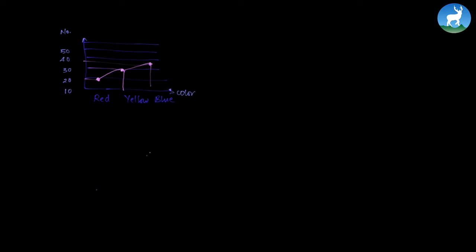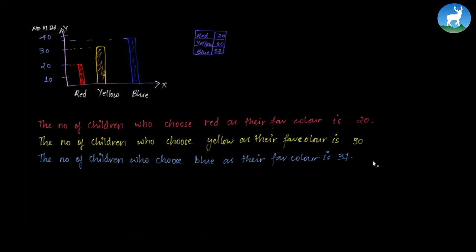In this way, we draw a line graph, and then we begin by interpreting it just like we did before. So introduce, then give the message, then conclude. So here we will conclude. Conclusion. We can conclude that children like blue the most, and just continue writing.